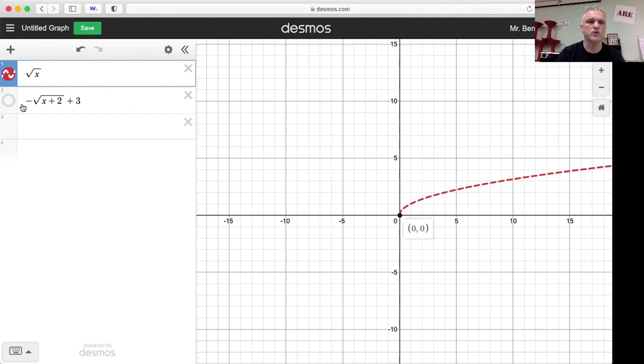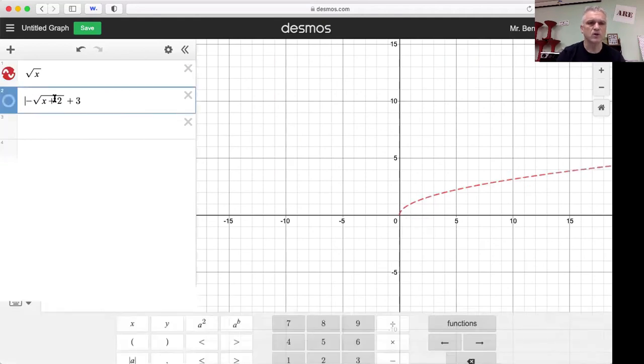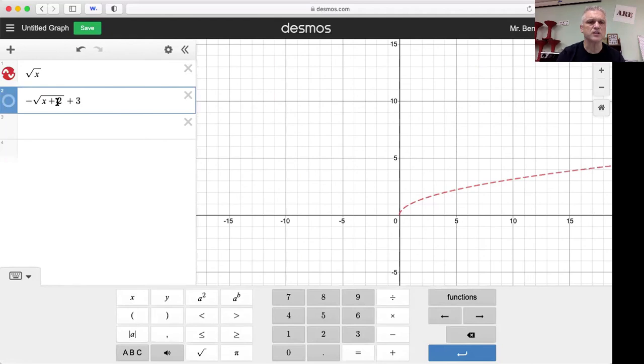So let's see if we can graph this, which has three things here. I see the plus 2, I see the plus 3, and I see the negative symbol outside of the grouping symbols. Okay, so first thing first, all the pluses and minuses. Remember, this is a negative, that's not a minus. If you don't think so, put it in your calculator as a minus and not a negative, and it'll give you an error.